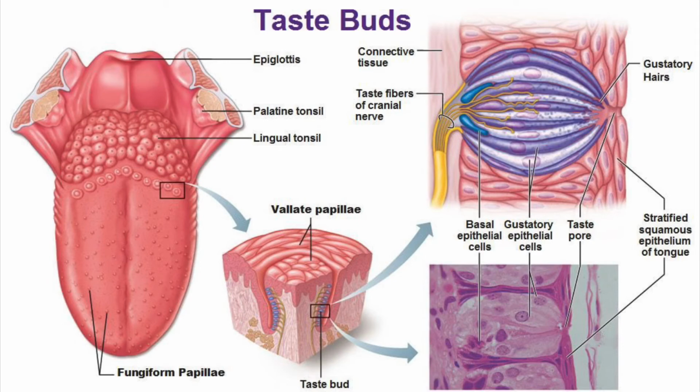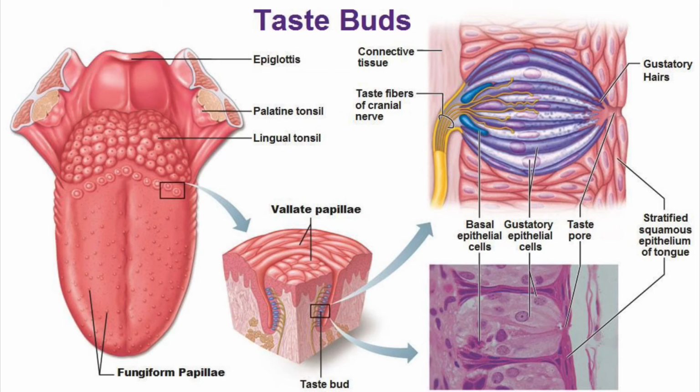dissolved in our saliva. So basically, how taste works is when you eat something, the chemicals in the food are going to be dissolved in our saliva. It's going to enter through the taste pore, and it's going to be detected by our gustatory hairs. And then the gustatory epithelial cells are going to translate this chemical input into an electrical one that's going to be processed by the brain.